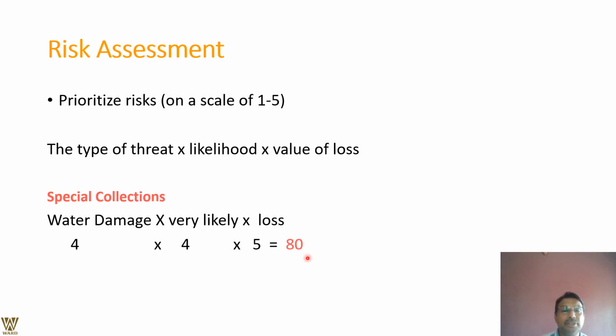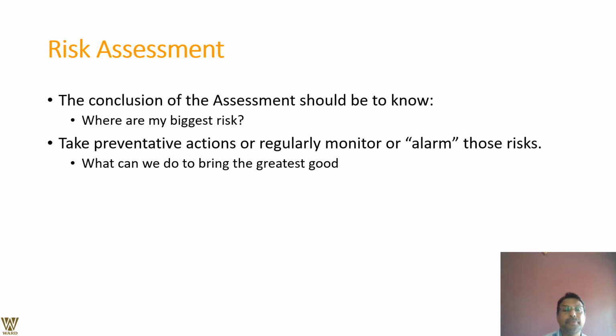Now, prioritize risk. What happens if there is a likelihood of water damage? 4 on a scale of 5, very likely again. And the loss is complete blockage of water. The water goes defunct. It is no longer potable, drinkable. So if you multiply it all together, you will see a lot of difference, and that is what we should be looking at. 4 times 4 is 16, 16 times 5 is 80.